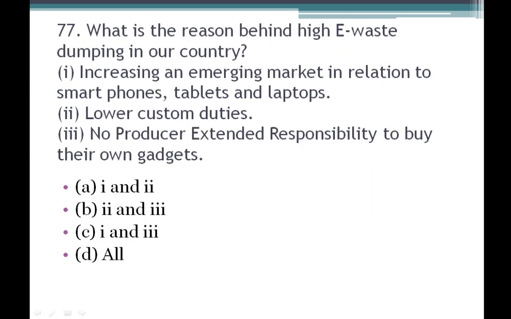Question number 77. What is the reason behind e-waste dumping in our country? Number 1. Increasing and emerging market in relation to smartphones, tablets and laptops. Number 2. Lower customs duties. Number 3. No producer extended responsibility to buy back their own gadgets. The correct answer is option A, that is 1 and 2 only.